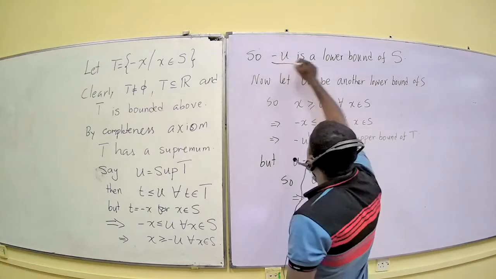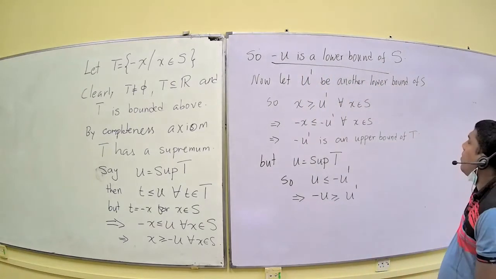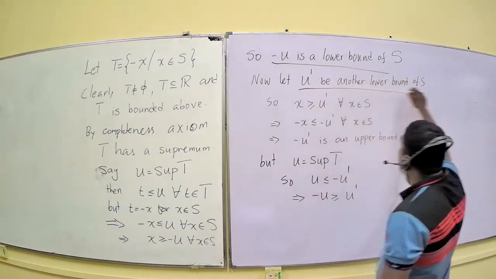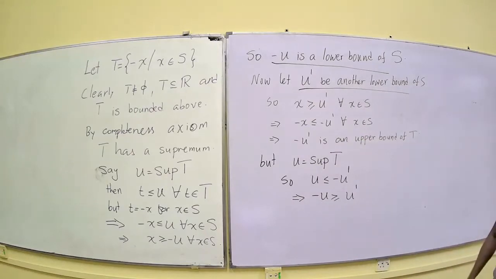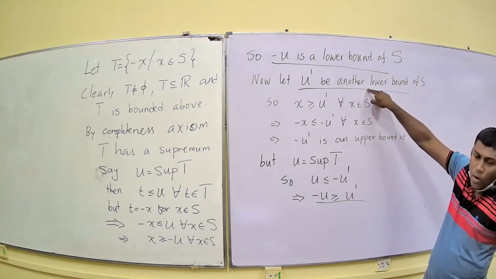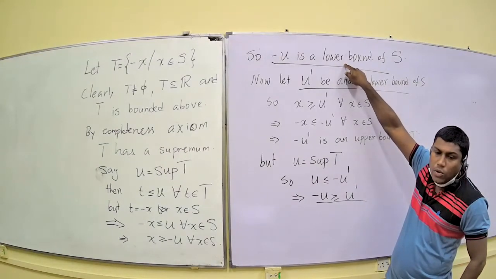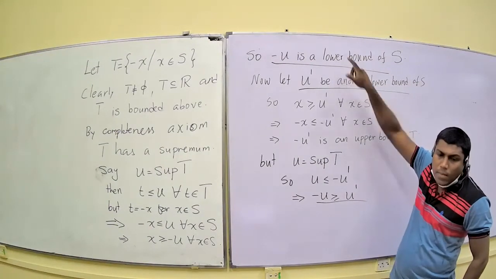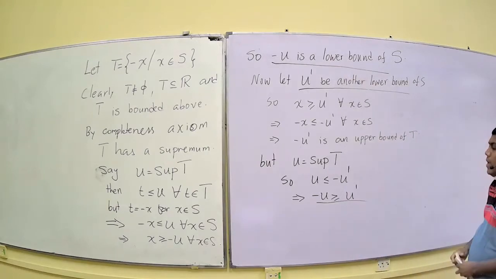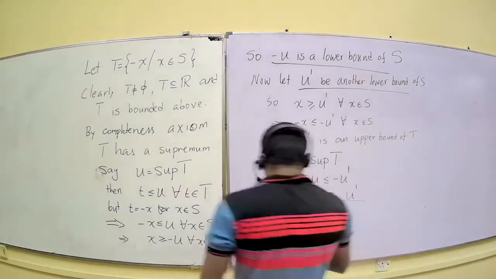So here you have minus U is a lower bound, and U dash is any other lower bound, and you get minus U is greater or equal to U dash, right? So any other lower bound is smaller than minus U. So that means minus U should be the infimum.